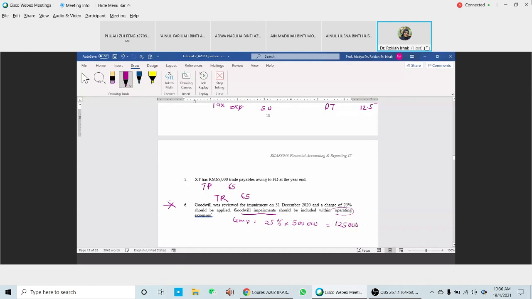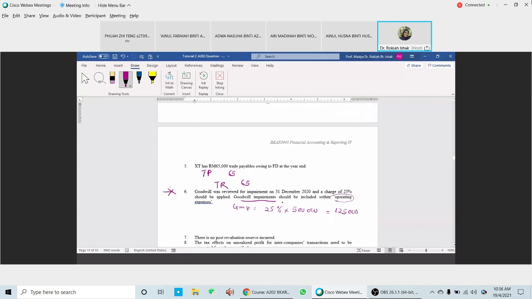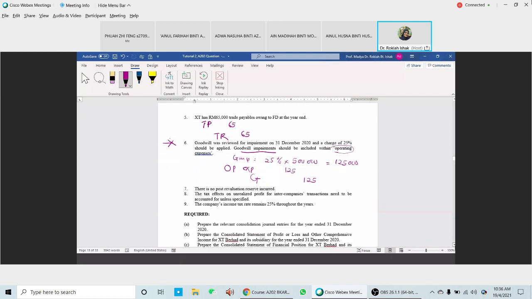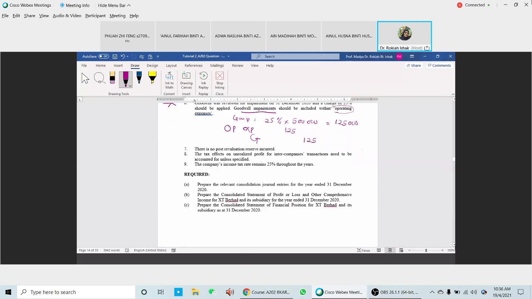Okay, so now I'm going to prepare a journal entry for this one. It said that the goodwill impairment should be included within operating expense. So we're going to debit operating expense and then credit goodwill 125. There is no post reversion side effect. That is the journal entry we have prepared, so we have already analyzed all the information that we have here.